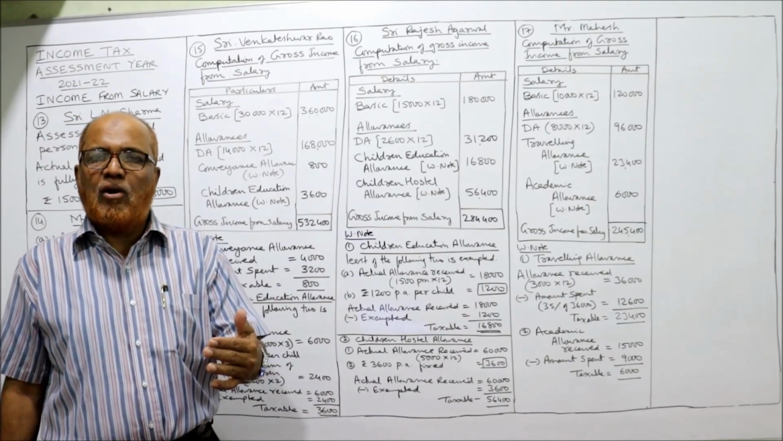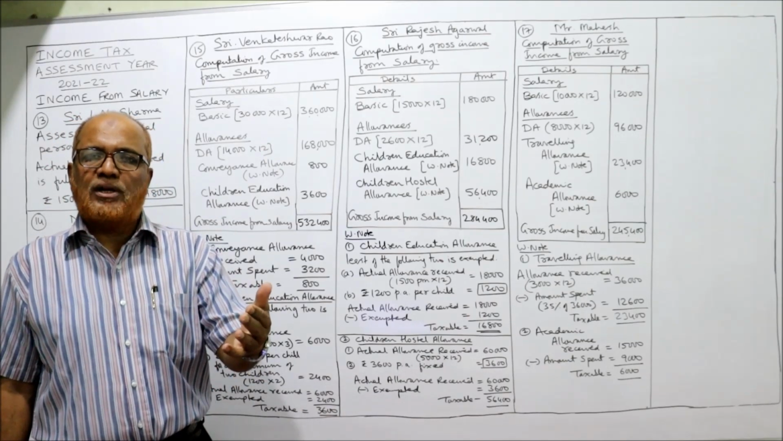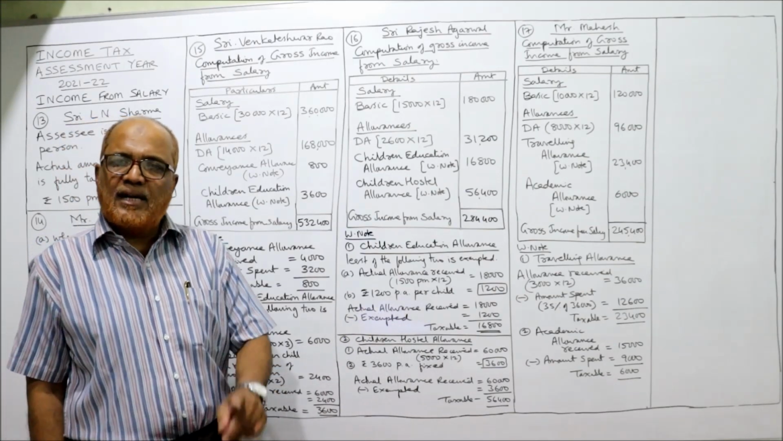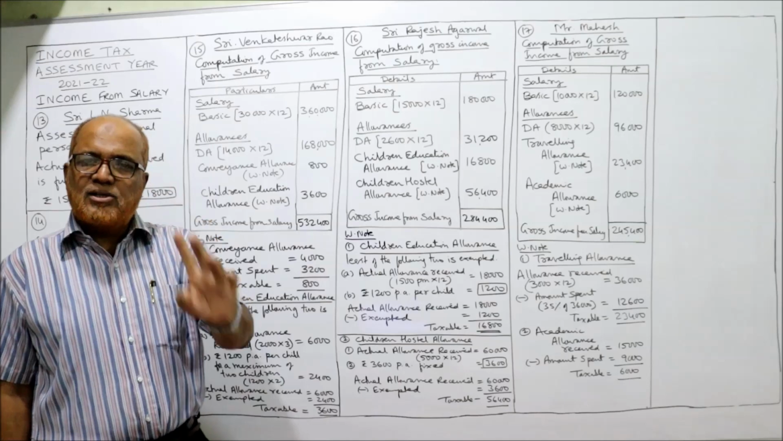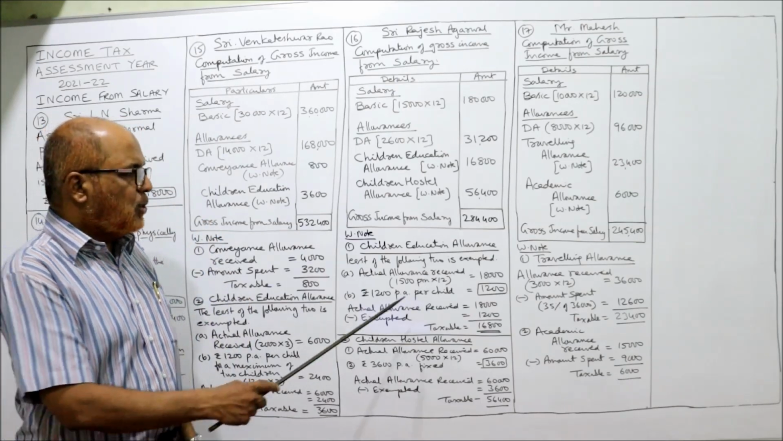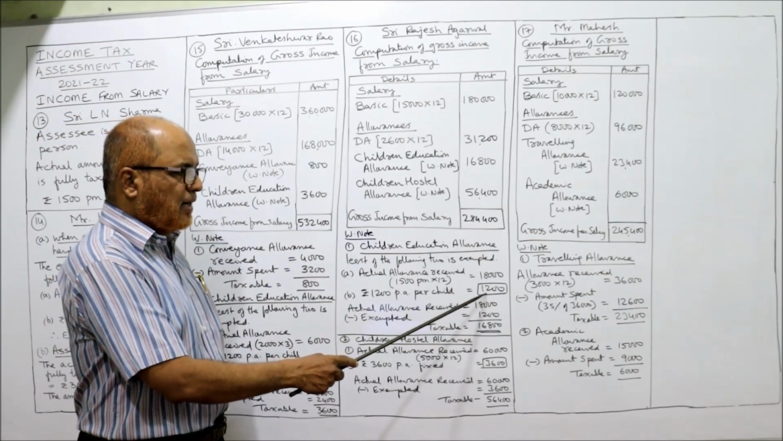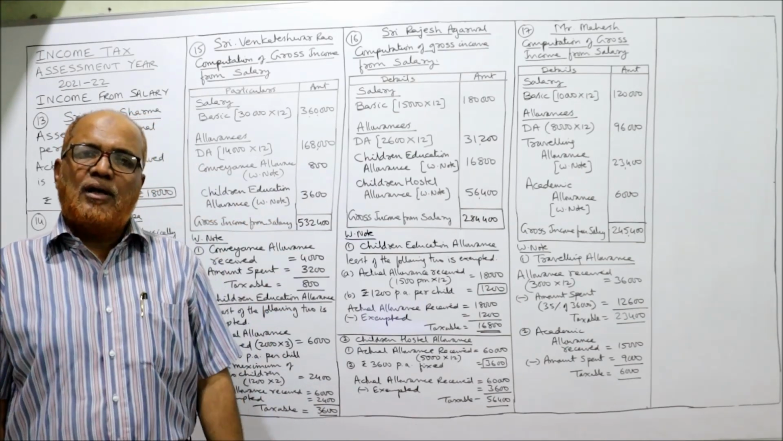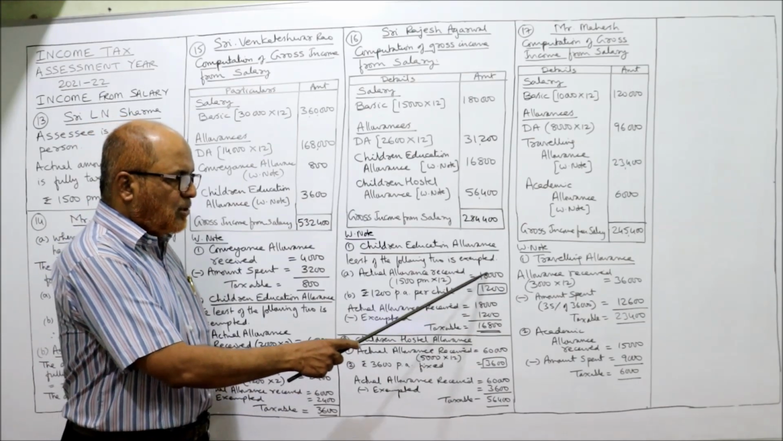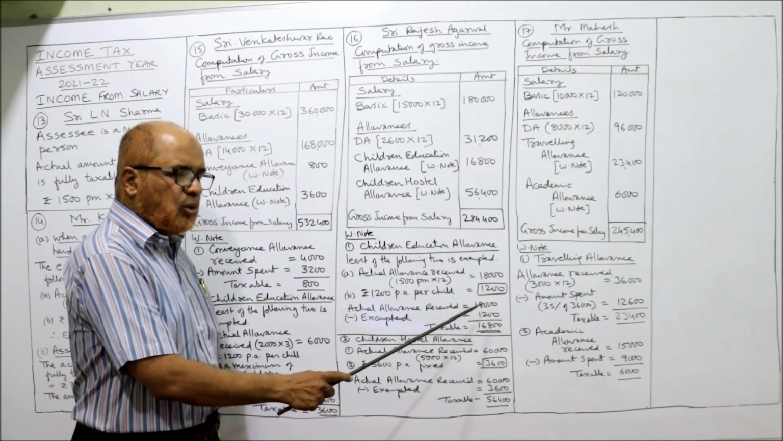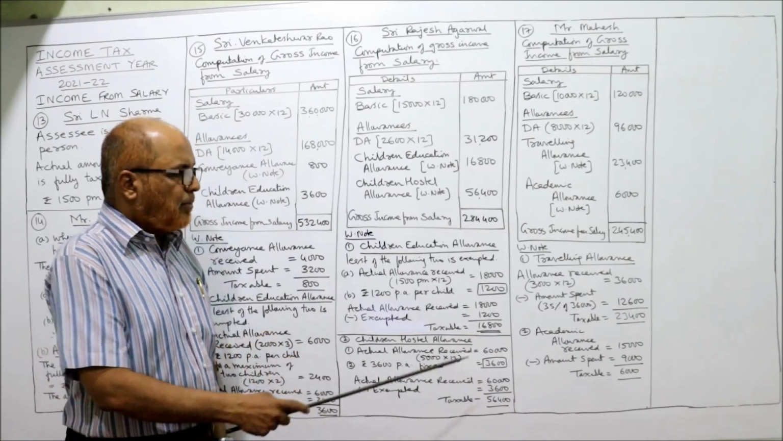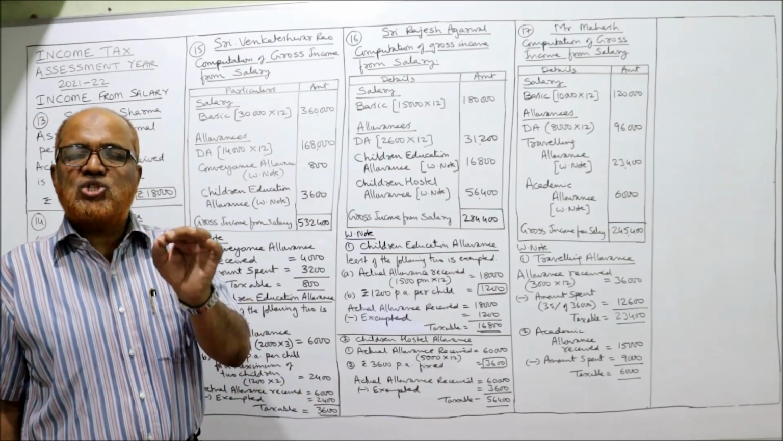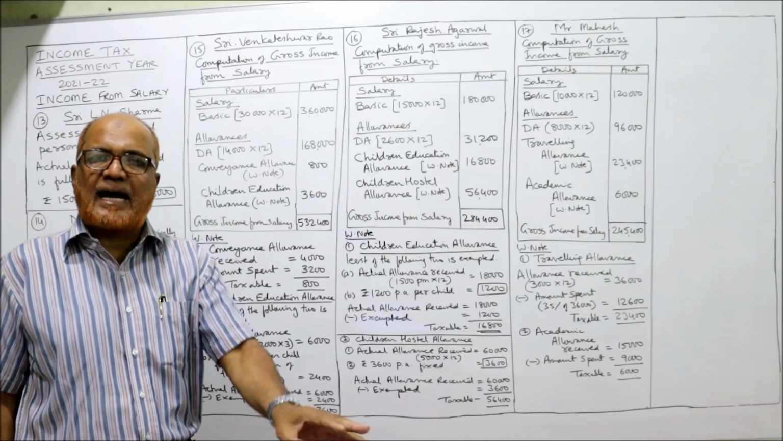If he got it for 2 children, we would have given 1,200 into 2. But here he is getting the allowance only for 1 child, so the limit is also for 1 child, 1,200. The least is 1,200. 1,200 is the exemption allowed. The actual allowance received 18,000 minus the exempted amount 1,200, the taxable amount is 16,800. So 16,800 is the taxable children education allowance.